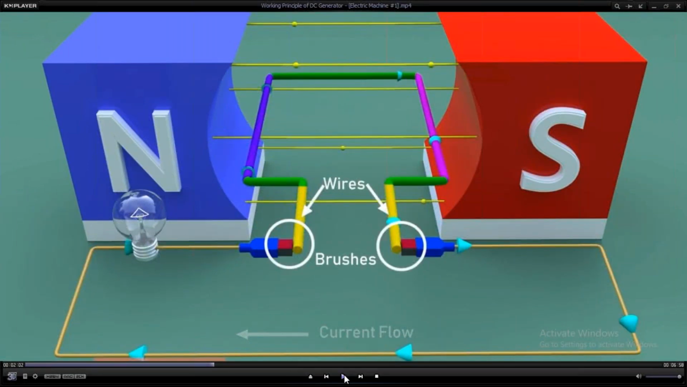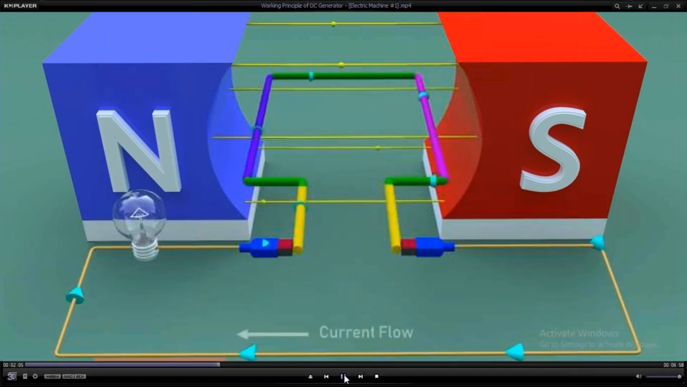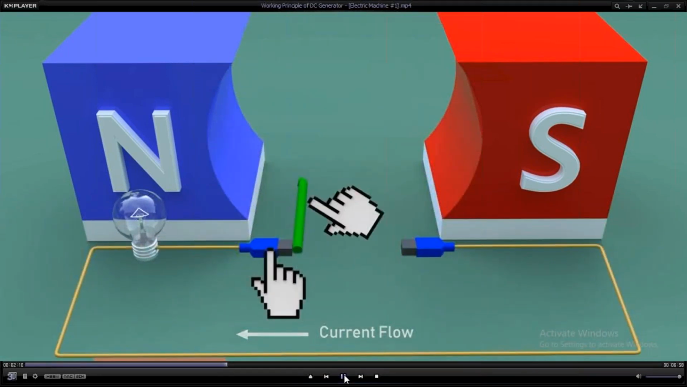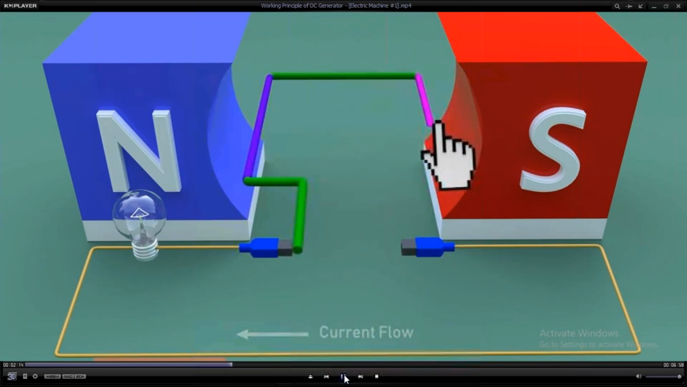The function is to collect the current. That is the function of brushes, and these brushes are made up of graphite or copper. So whatever materials we require, we can make them out of copper as well as graphite. These wires are for each half of rotation. So if the current flows in this way, in this position, this brush must be connected to this wire. So current flows like this and comes out.